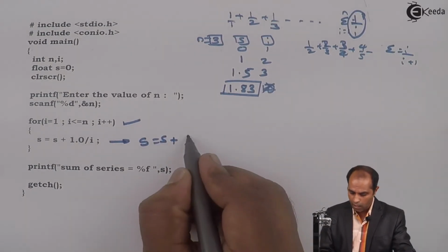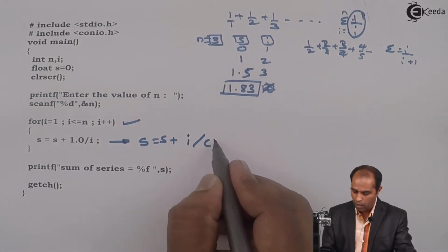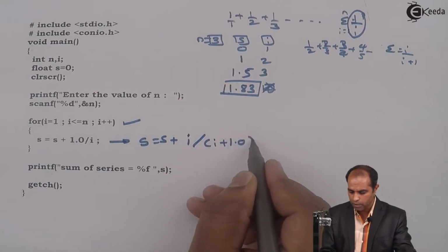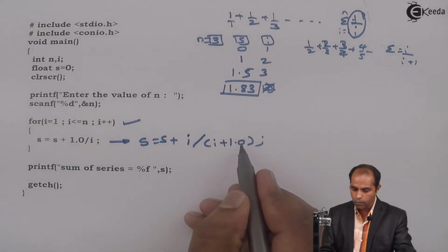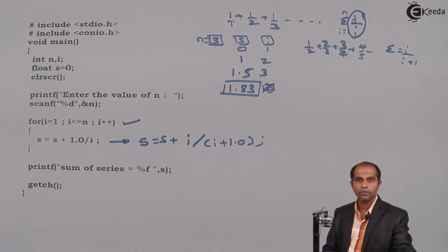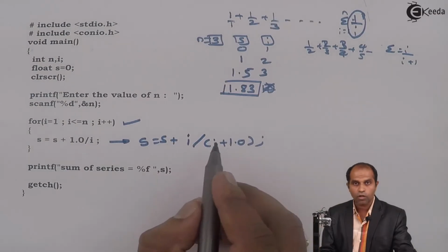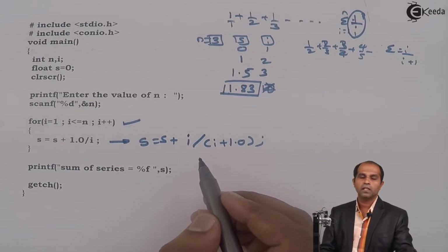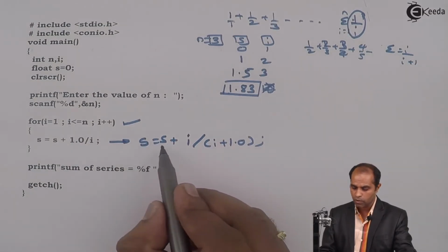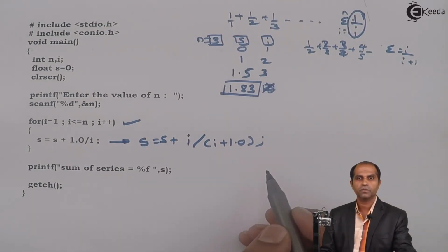s equals s plus i divided by i plus 1.0 and a semicolon. So here i plus 1.0. Now see here, 1.0 is a float value. If the expression contains a constant term, then say 0.0. If the expression has only variables, then you have to use typecasting. So s equals s plus i divided by i plus 1.0.